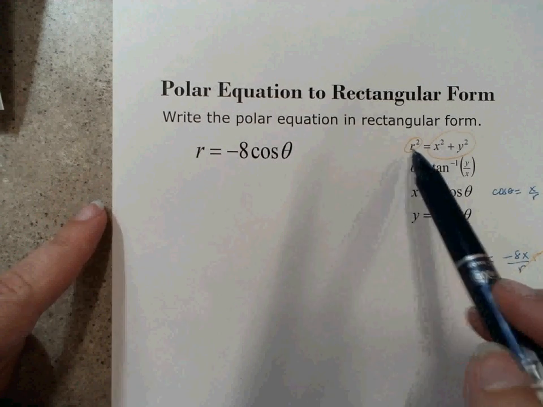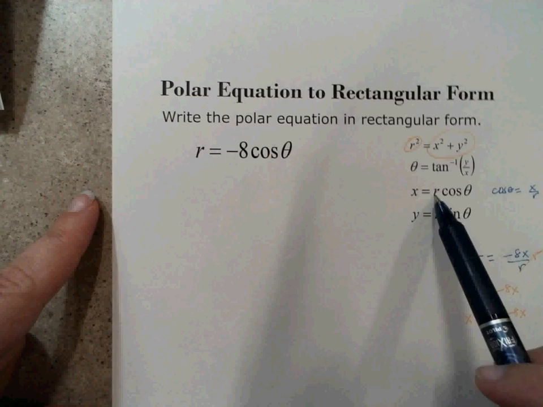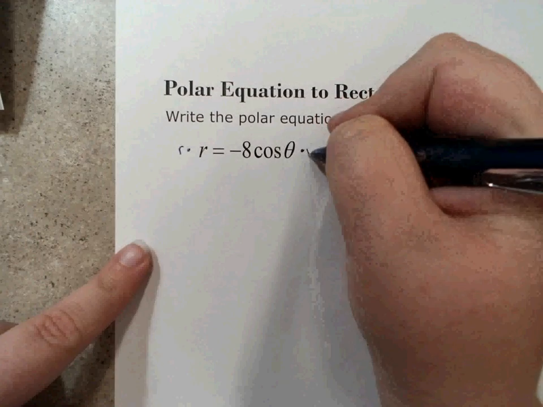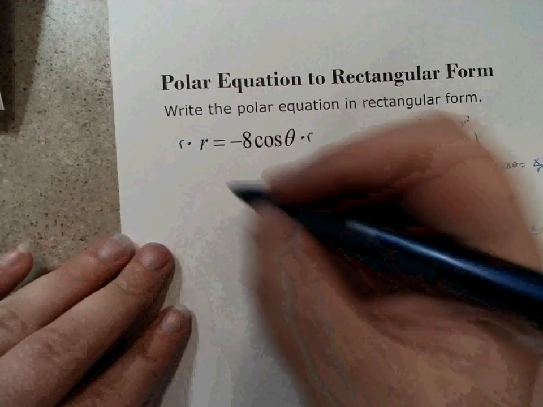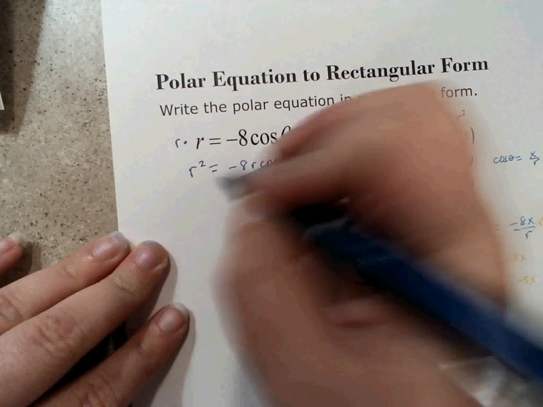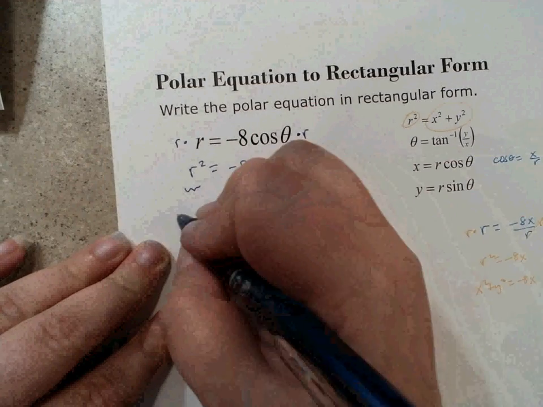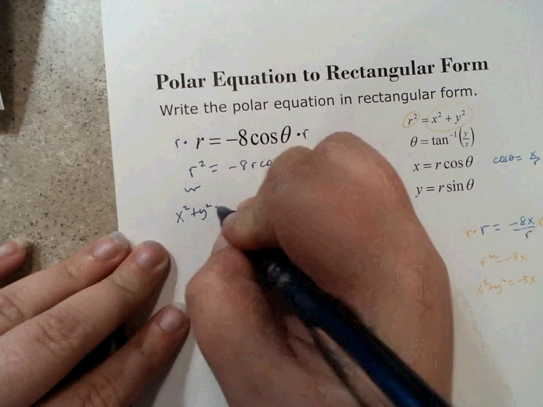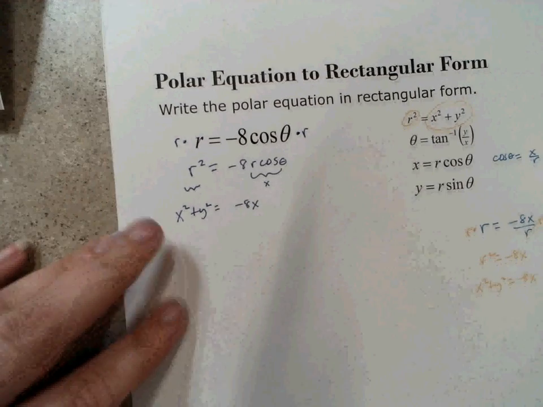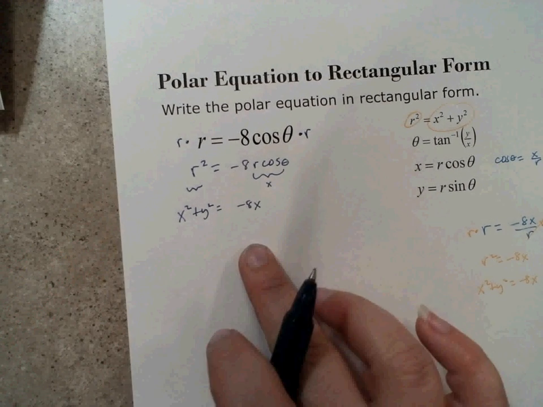The other option is you recognize, well, I have an r, I need an r squared. I have a cosine, I need an r cosine. What if I just multiply both sides of the equation by r? Then I've got r squared equals negative 8r cosine theta. This right here is x squared plus y squared. And r cosine theta is x, so that's minus 8x.